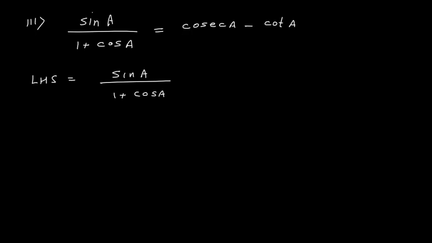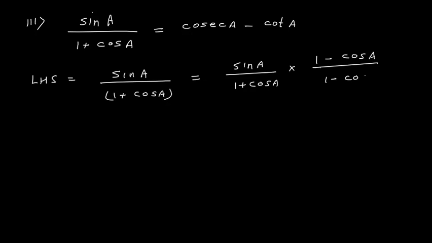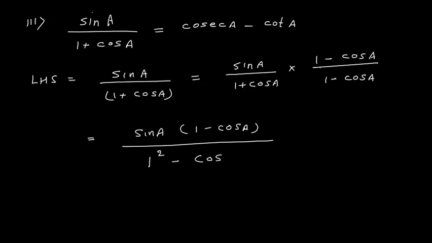So for that I have to split it into two parts, and here in the denominator we have 1 plus cos A. How can we make it simple? One idea is that we rationalize the denominator. Rationalizing the denominator means here it is 1 plus cos A, I will multiply this by 1 minus cos A, so divide it also by 1 minus cos A. Now your numerator is sin A into 1 minus cos A, and your denominator, 1 plus cos A into 1 minus cos A, is what? 1 square minus cos square A, right?